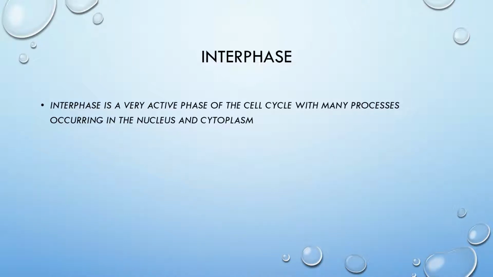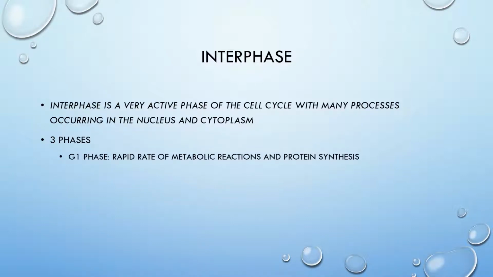Interphase is a very active phase of the cell cycle with many processes occurring in the nucleus and cytoplasm. Interphase basically gets the cell ready for cell division. There's three phases in interphase. The G1 phase, in which a rapid rate of metabolic reactions and protein synthesis occur. The S phase, in which DNA in the nucleus is replicated. So DNA synthesis occurs in the S phase.